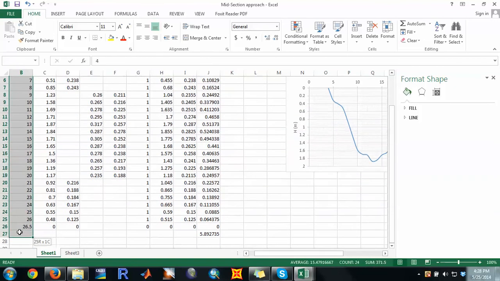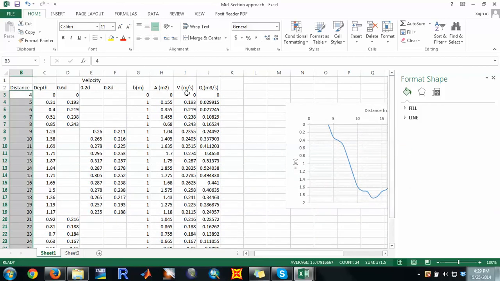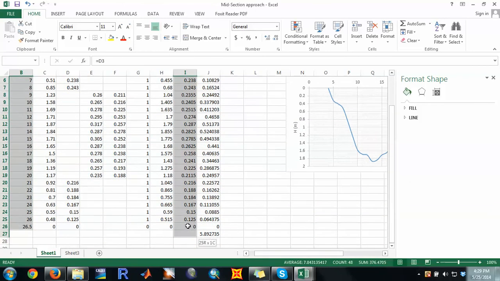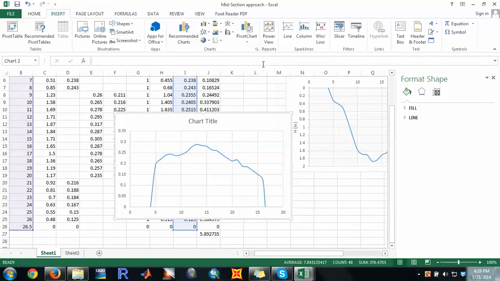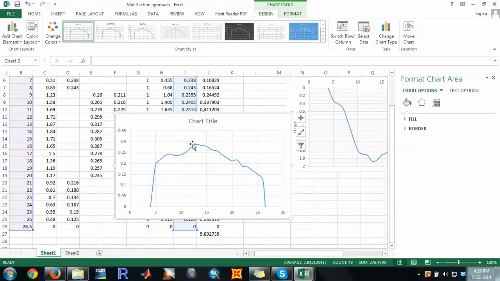Okay, so if you want to see the velocity distribution, you can take the distance from the left bank or the right bank as the x-axis, and the velocity as the y-axis. Okay, and if you insert a graph and curve it like this, you can see the velocity distribution through the cross section. So at the corners we have zero velocities. At the middle you have a very large velocity that reaches 0.3 meter per second.